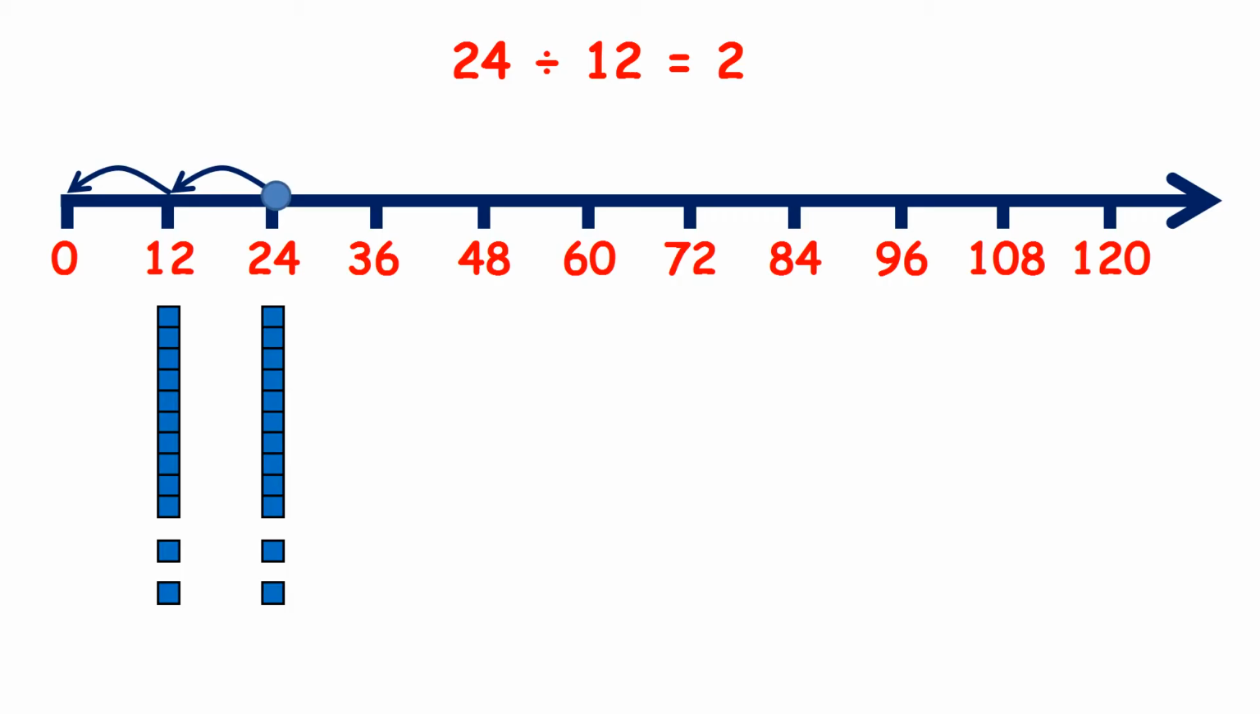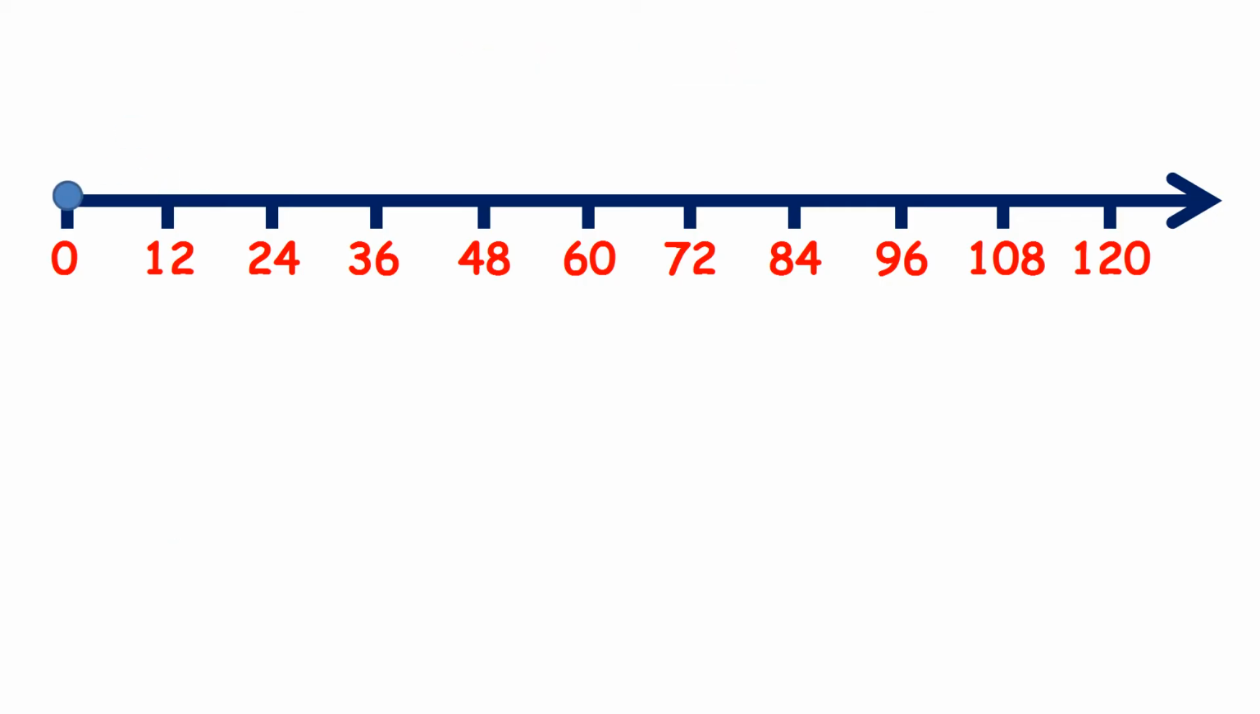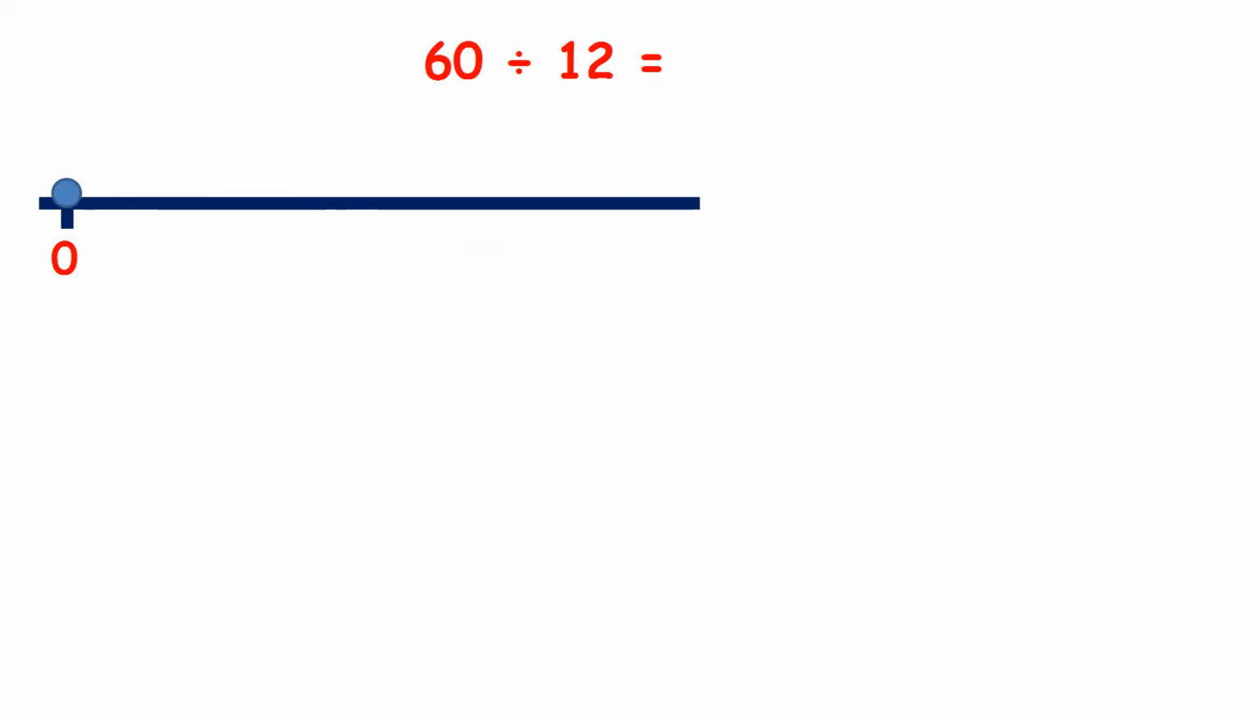24 divided by 12 is 2, because if we have 24, we can take away 12 twice to get to 0. 12 divided by 12 is 1. 0 divided by 12 is 0. So now let's practice dividing by 12.